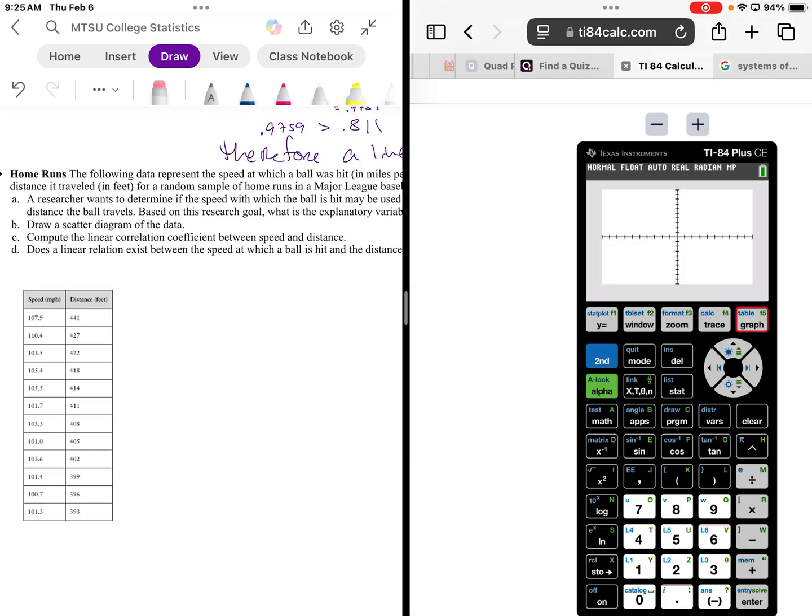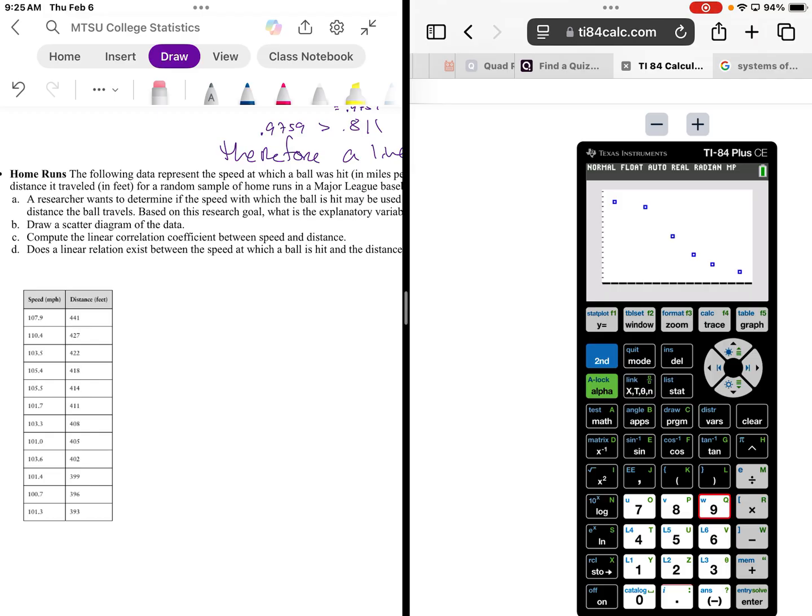We hit the word graph. We're not going to see anything. We're going to do zoom 9. Zoom 9 is zoom statistics, and that zooms in on where our data is, and so it adjusts it. Okay, do we see a negative correlation here? Because our R value was negative, a negative 0.98. It was a strong negative correlation.